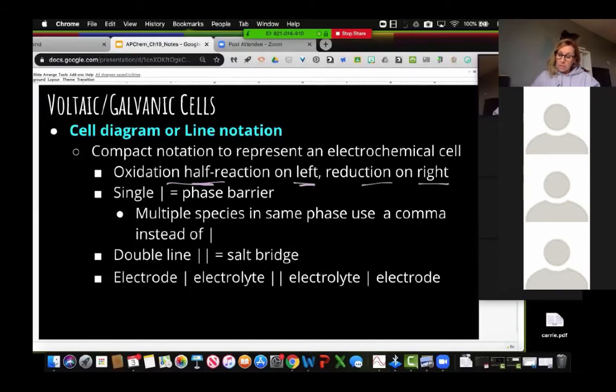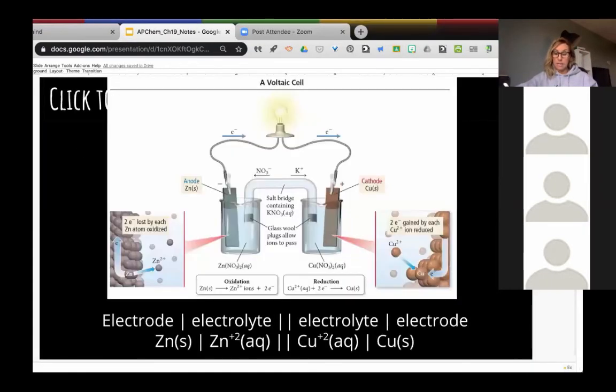You use a single straight line going down as a phase barrier. If you have multiple species in the same phase, use a comma instead of a line, and we'll look at some of those later on. The double line represents the salt bridge, and the general format is the electrode, the electrolyte, and the electrode. So we're going to go to this next slide, and that's going to give us a little better example of what's going on.